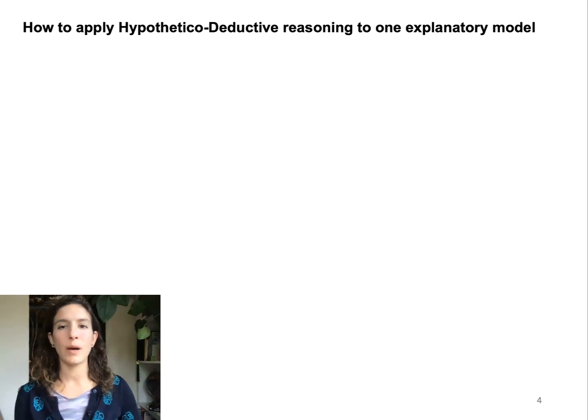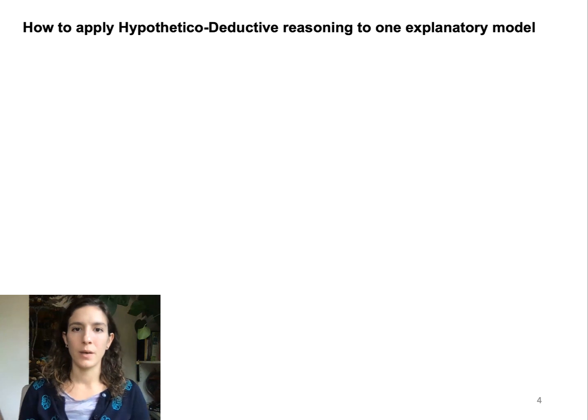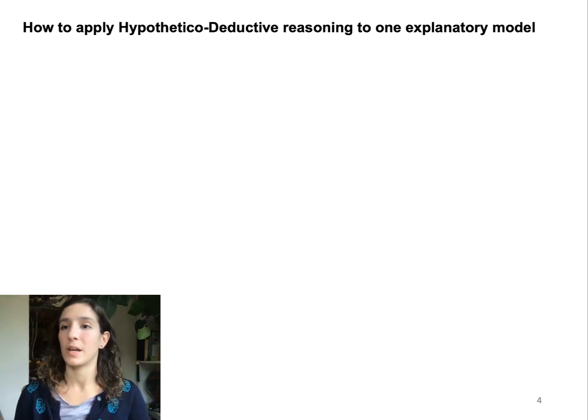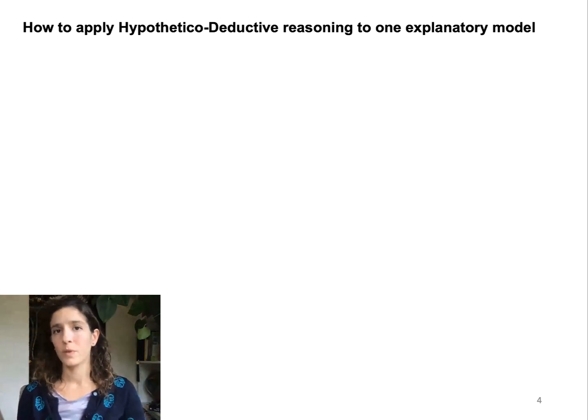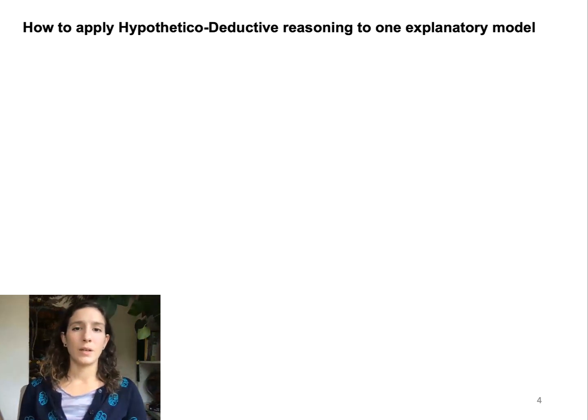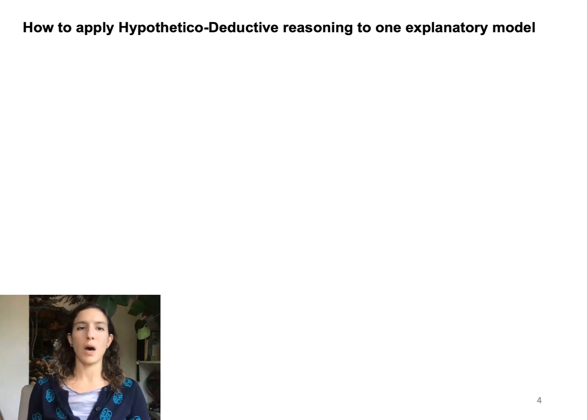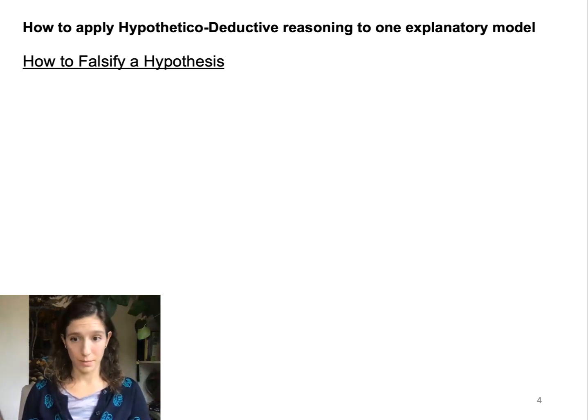Now, we talked about in the scientific method video, the lecture video from this week, that hypothetical deductive reasoning is sort of one way to use the scientific method. And we talked about how when you have an observation, there could potentially be multiple models that are explaining your hypothesis or your observation. Either one. And what we're going to be focusing on is just one single explanatory model and how to falsify a hypothesis.